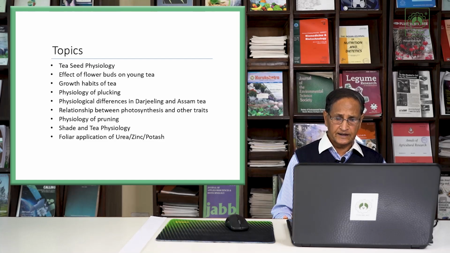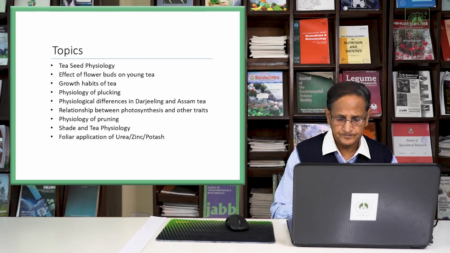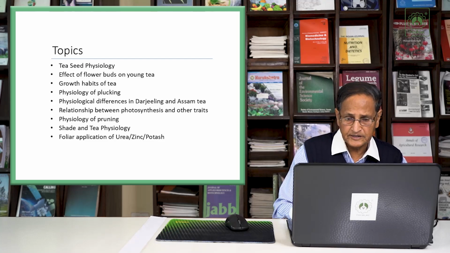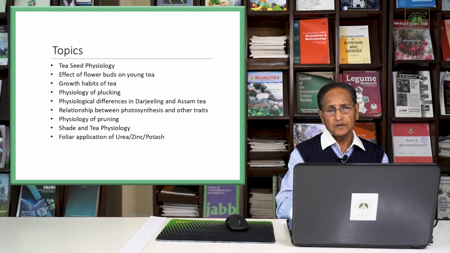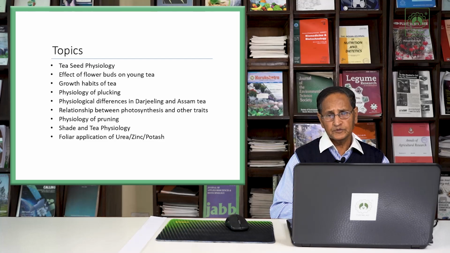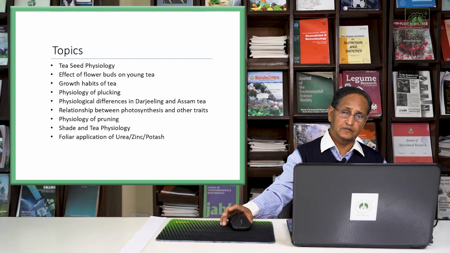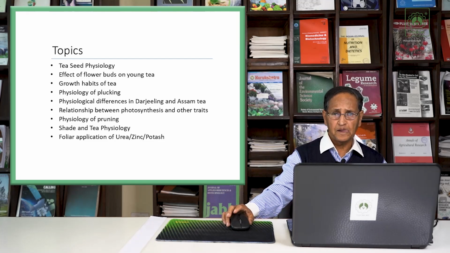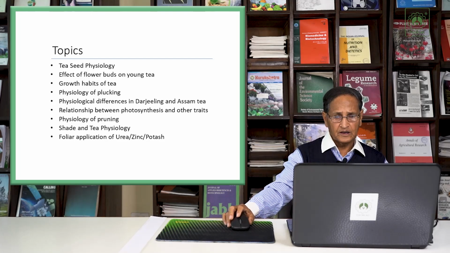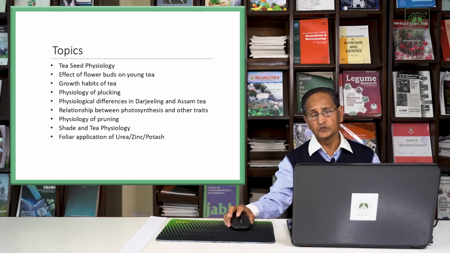Then we will see the physiological differences between the plants existing in the hills of Darjeeling as well as in the plains of northeast India, particularly in Assam or in West Bengal regions. Then we will see the relationship between photosynthesis and other traits. Photosynthesis is the main physiological trait by which the plants produce carbohydrate, and this carbohydrate is basically diverted into different parts of the plants and which we harvest as the tea shoots.